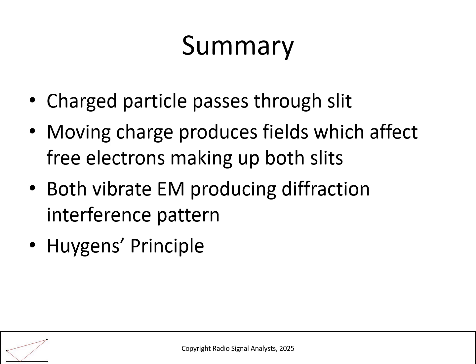We have shown that a charged particle can induce currents onto the sheet through electrostatic repulsion of the free electrons on a conducting surface. These charges then cause current bunching around the slits, which radiate through the slits because they are aperture antennas and produce an interference pattern. We've also given a practical explanation of Huygens' principle.